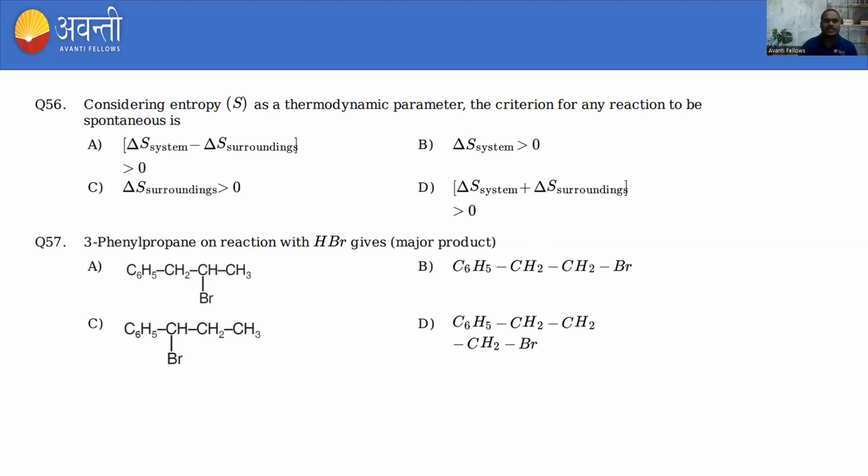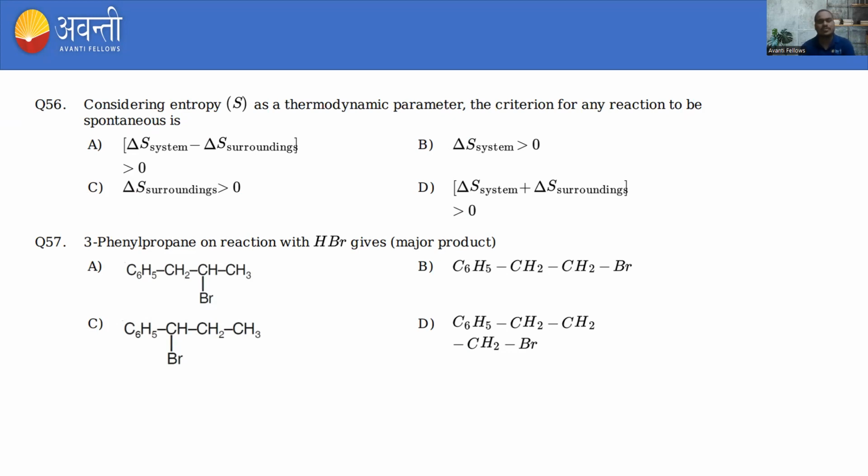Considering entropy as a thermodynamic parameter, what is the criterion for any reaction to be spontaneous? This question is from the second law of thermodynamics, and they are asking about the criteria generally defined for a process to be spontaneous. The first option is that the entropy of system minus entropy of surrounding must be greater than 0. Entropy of the system is greater than 0. Entropy of the surrounding is greater than 0. Or the sum of the entropy of system plus entropy of surrounding is greater than 0.